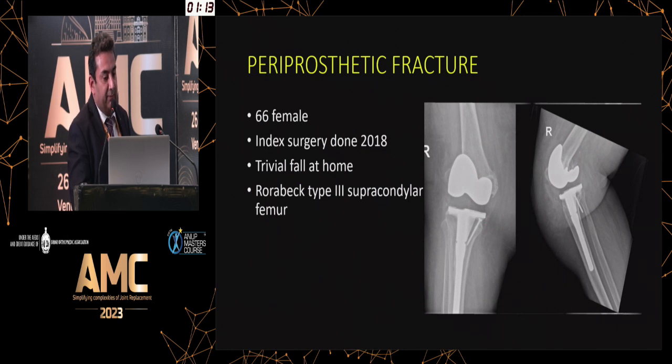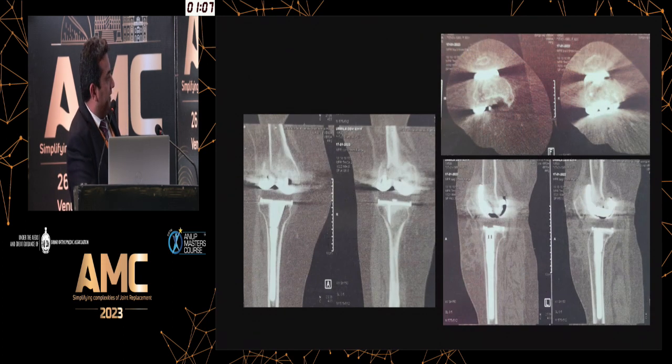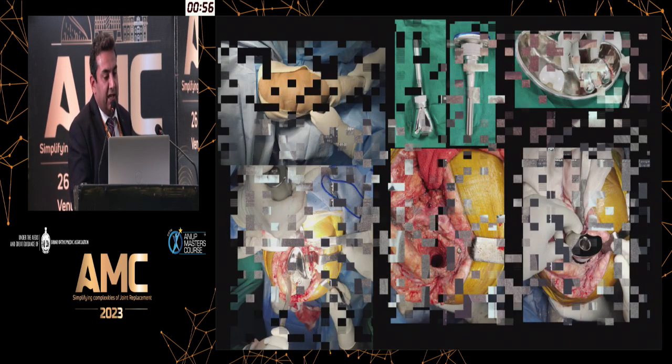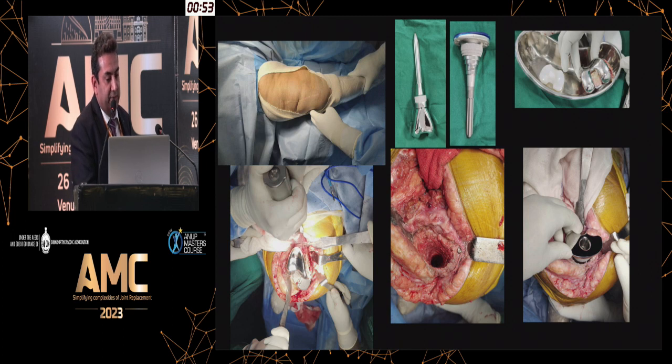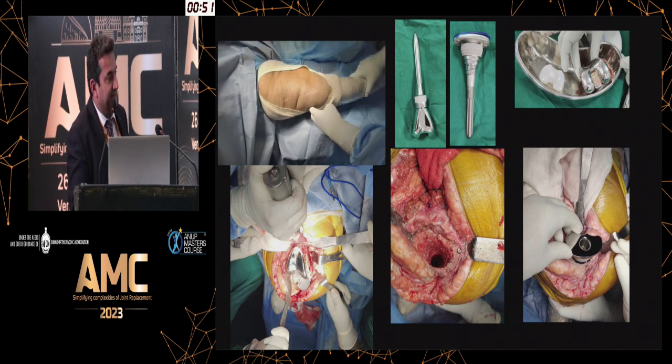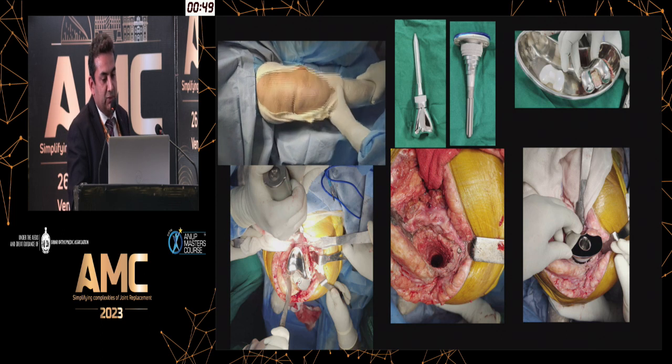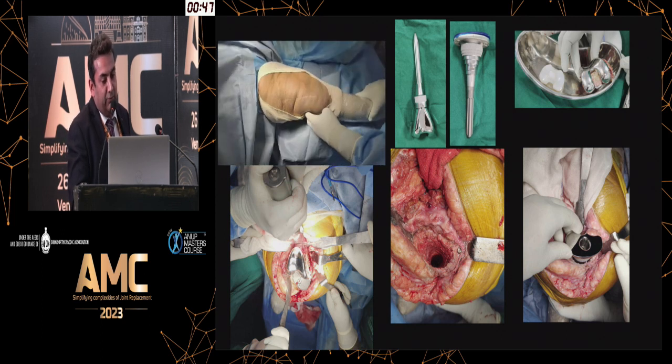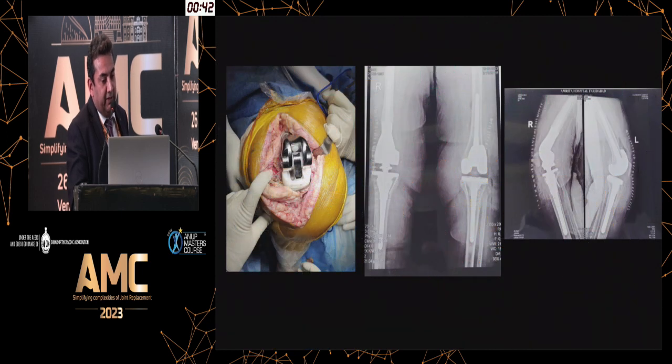Periprosthetic fractures can be annoying sometimes. Trivial fall at home, Rorabeck type 3, supracondylar fracture, severely comminuted and just at the level of the joint line. This is something which is very difficult to fix. The bone is not adequate enough for you to put in a plate, and even if you put in a nail, sometimes the alignment is not proper. This patient had a lot of gross laxity during surgery, and it was revised to LPS and a constrained prosthesis, and I used a sleeve. This is the final outcome intraoperatively and post-op.